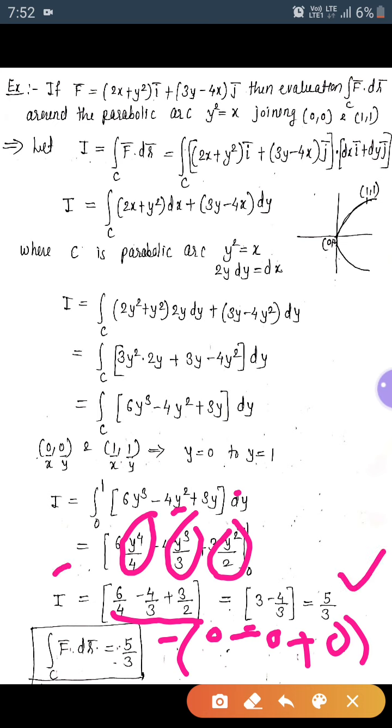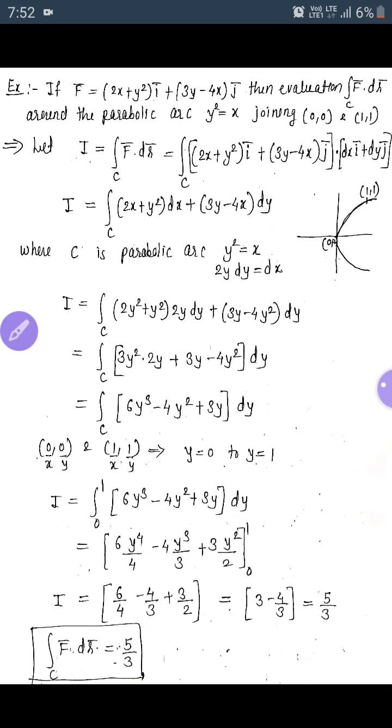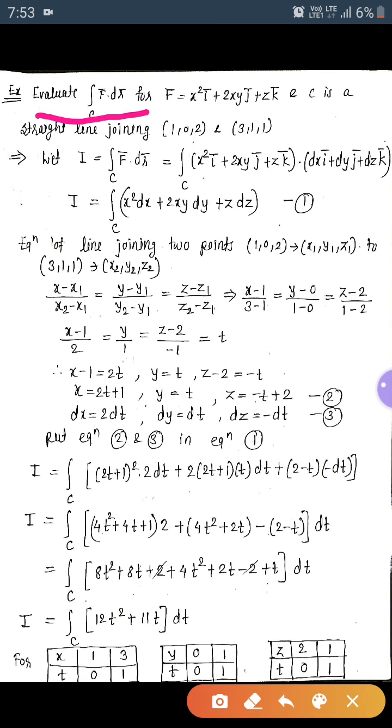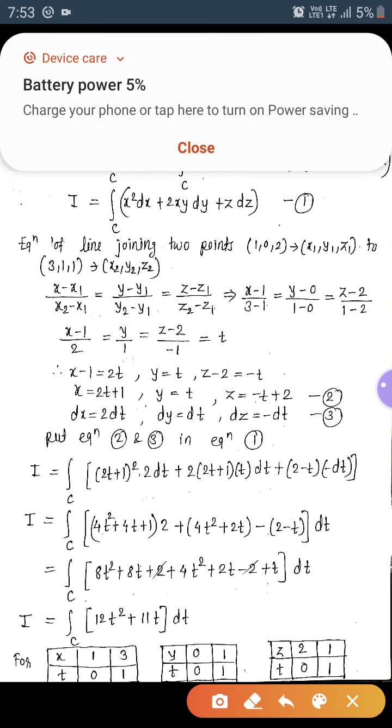But what is this I? We have denoted I as the integral over C of F dot dr. So resubstituting that value, the integral over C of F dot dr is equal to 5 by 3. Now the second example is to evaluate the integral over C of F dot dr for F equal to x squared i plus 2xy j plus z k, where C is a straight line joining the points (1, 0, 2) and (3, 1, 1).